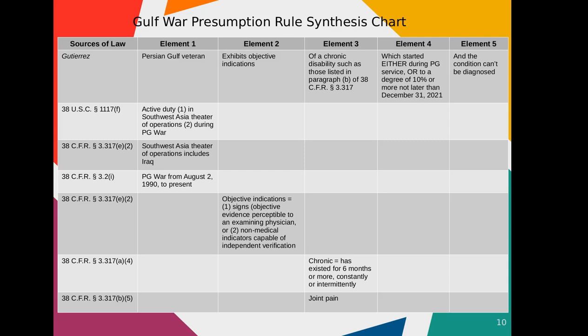So that's helpful. Then we have element 2, objective indications. 3.317E2 is helpful with that. They're either signs or non-medical indicators, and it defines what those are. Element 3, a chronic disability listed in that paragraph, and we have a definition of chronic in 3.317A4. And in the list of disabilities listed under paragraph B, we do have joint pain, which helps us with our case for Mr. Veteran.